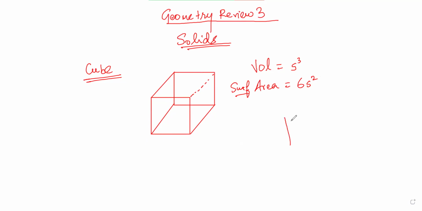If the dimension of the cube is, let's say, 3 centimeters, then the body diagonal is from this corner to this corner out here. So this blue dotted line would be the body diagonal. It goes from the top right corner to the bottom left corner.